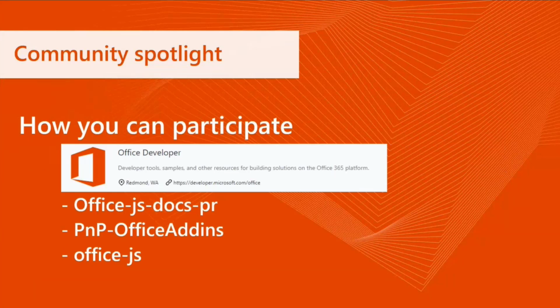So I just want to point out, you can participate and help out fellow developers by going to GitHub, and we have several repos there where you can definitely help out. We have the documentation, Office.js docs PR. There's the PNP samples, PNP Office add-ins. There's Office.js where folks can ask questions, and if you want to help answer any questions that come up, that's great.